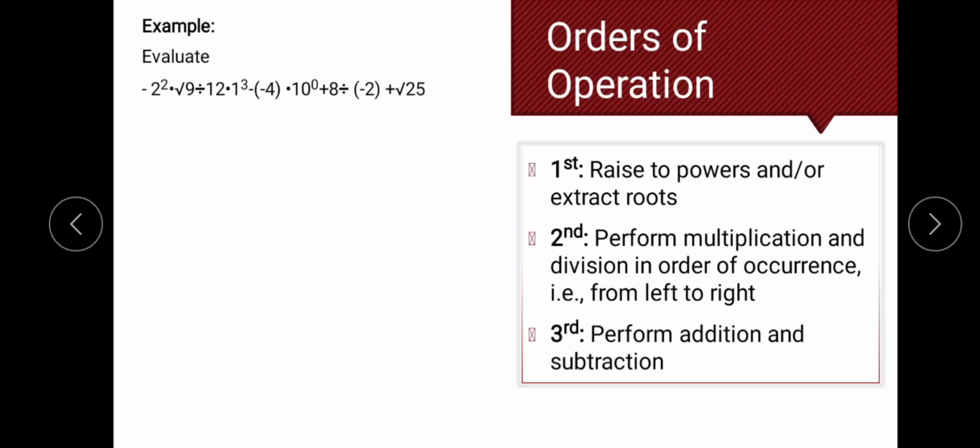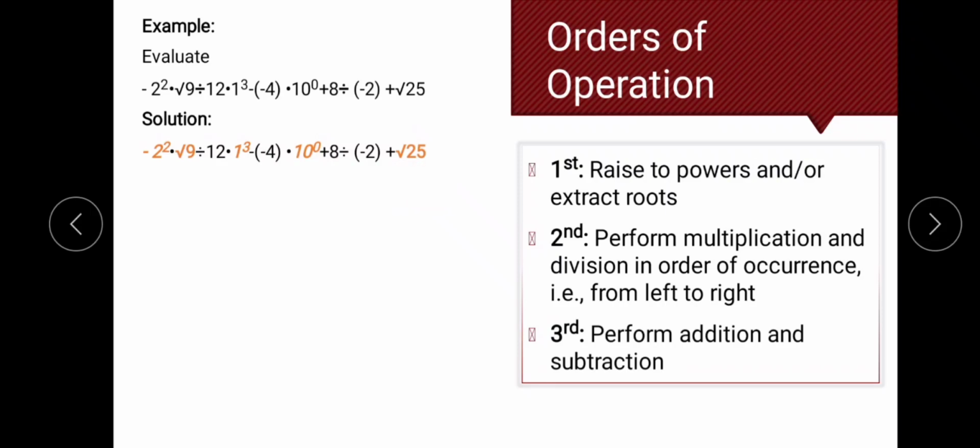So let's follow this step. We're going to simplify first, or perform the operation with, powers and/or square roots. Okay, so that will be the negative 2 squared, square root of 9, 1 cubed, 10 raised to 0, and the square root of 25.